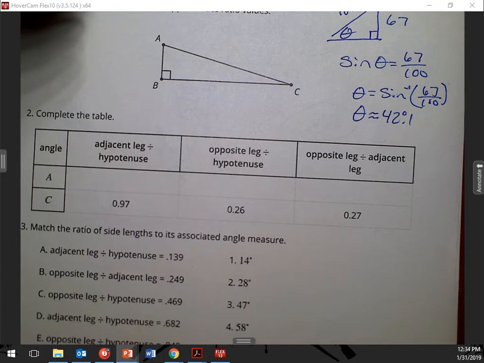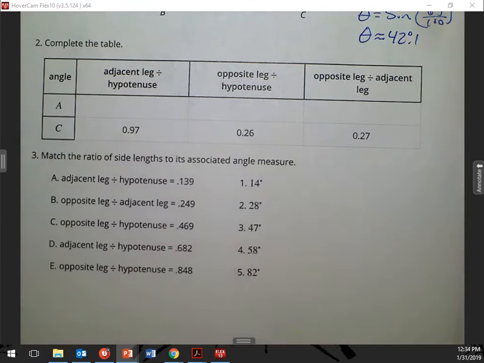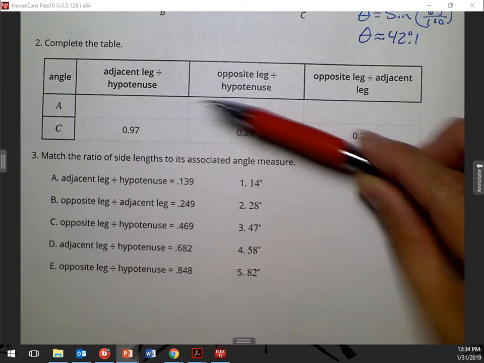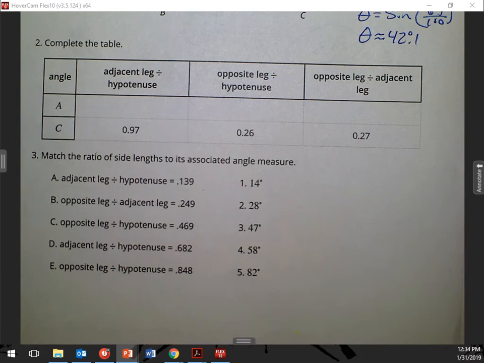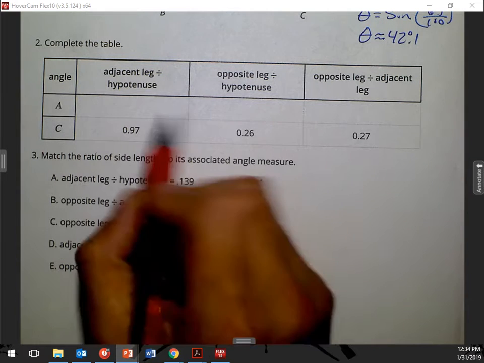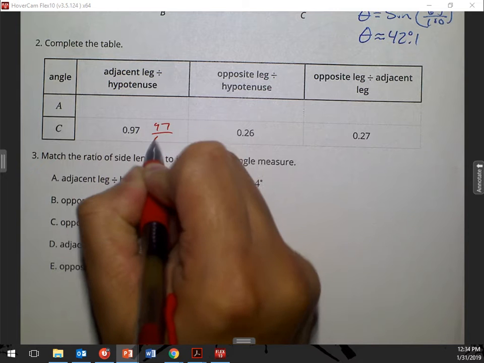Now, I'm going to start here on number 2. So we're going to complete this table. Every time I told you guys, let's use this triangle right here. If I have a decimal, what do I have to do? Make it a fraction. Fraction, very good. What is my fraction going to be here? 97 over 100. Yes, 97 over 100.